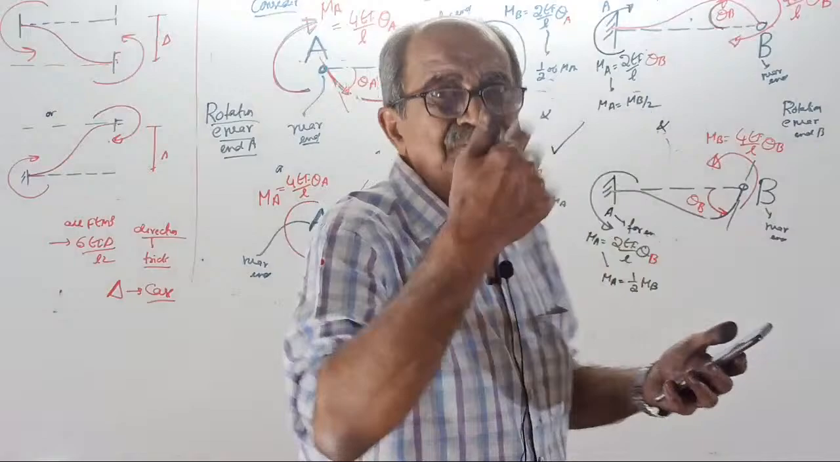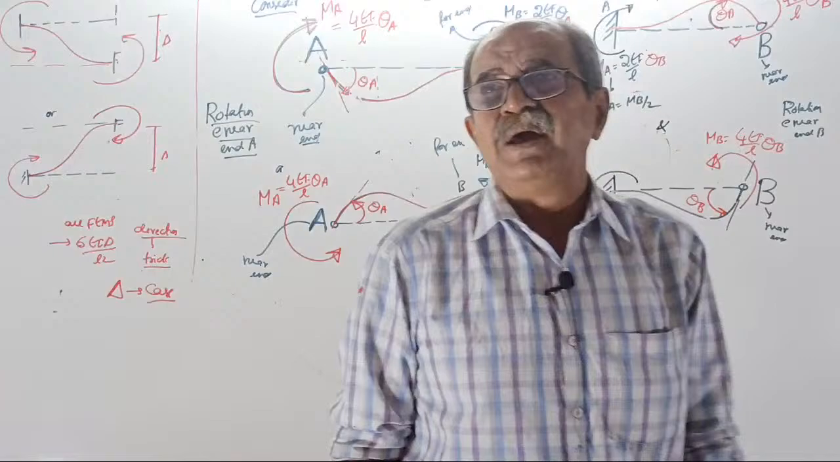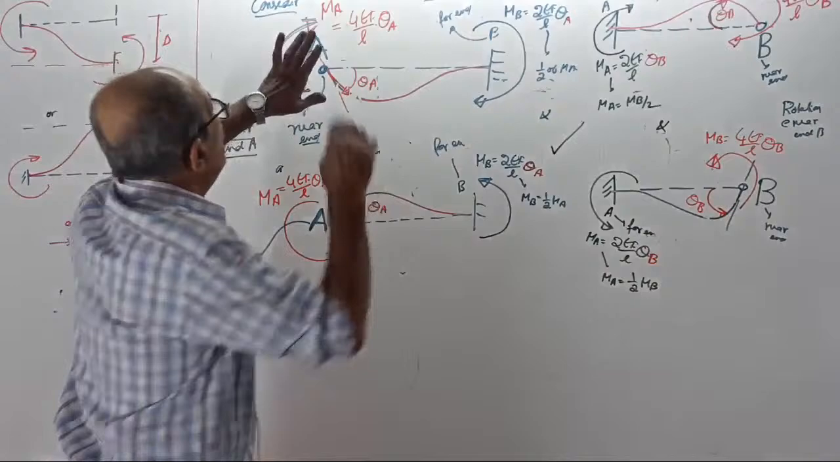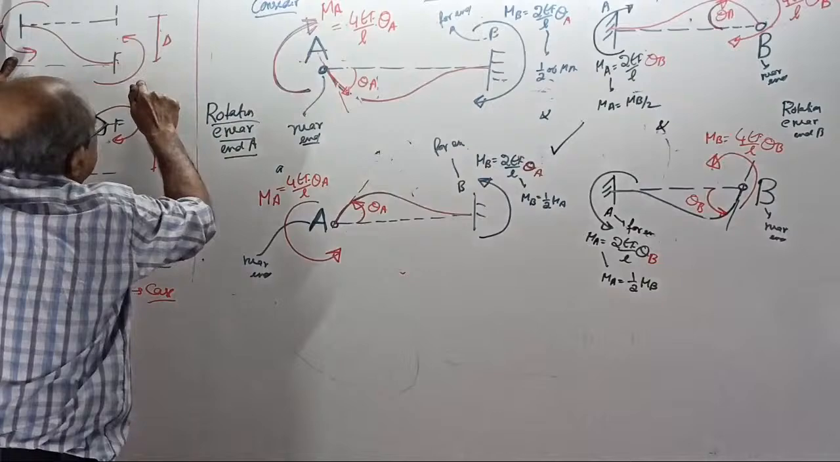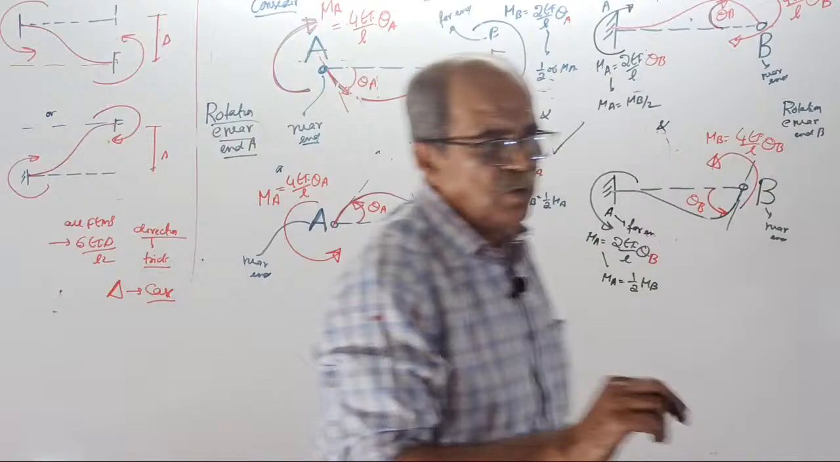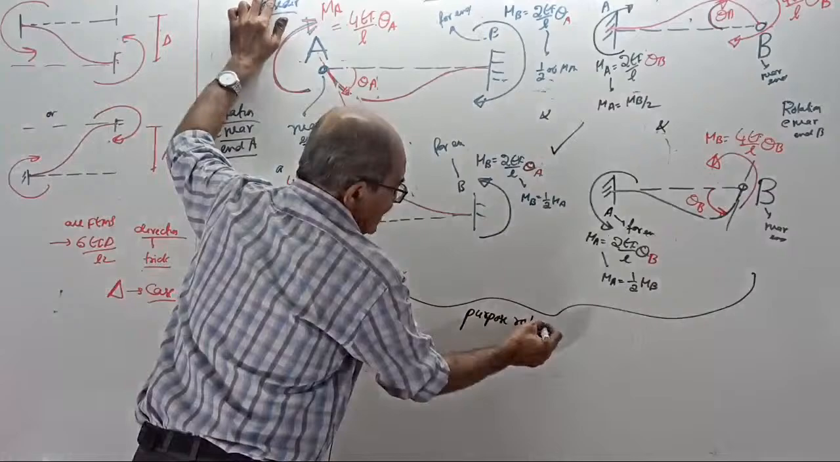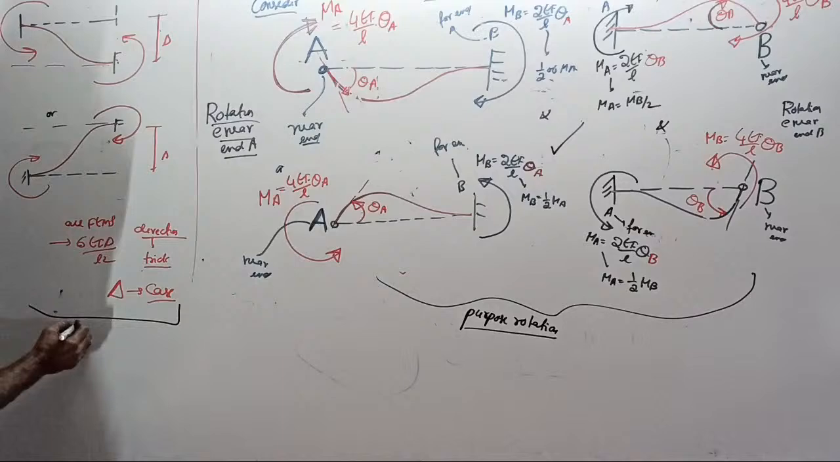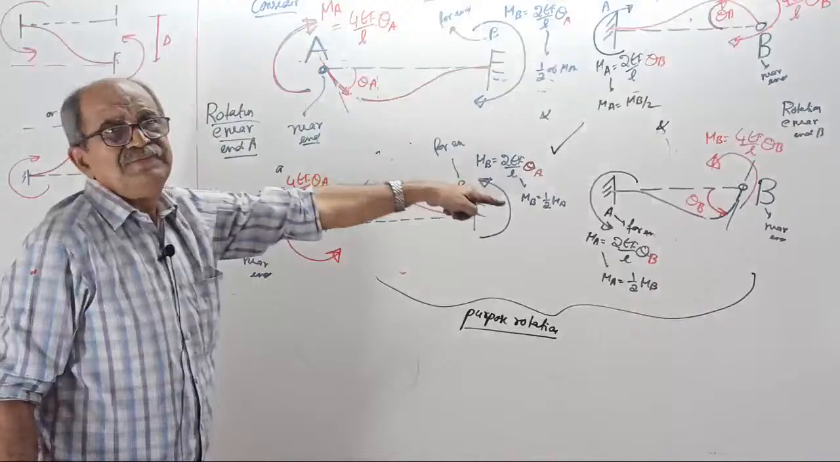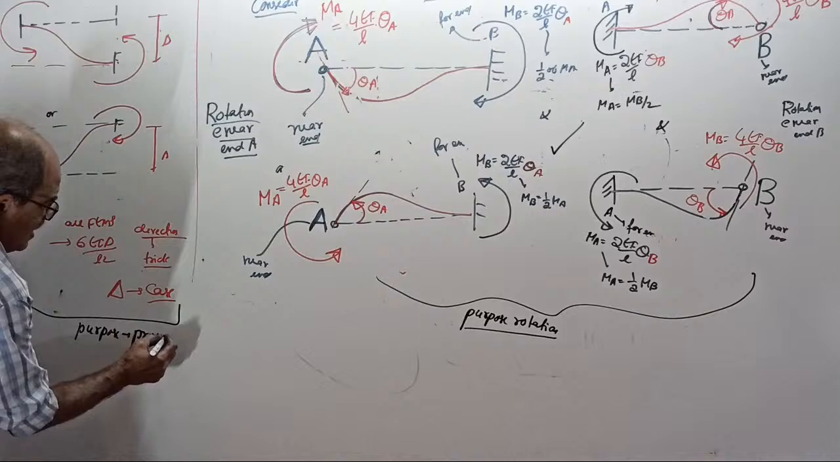Okay, now see. What you remember is that here the purpose is rotation, and here the purpose is displacement, with rotation prevented. See, now you should remember the crude method. Here, the purpose is rotation. Here, the purpose is to prevent rotation.